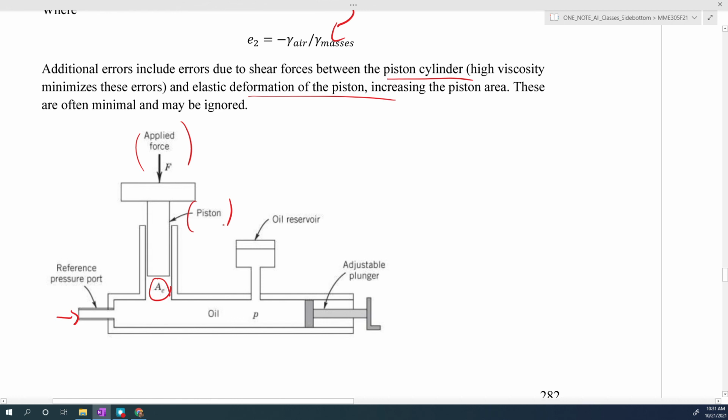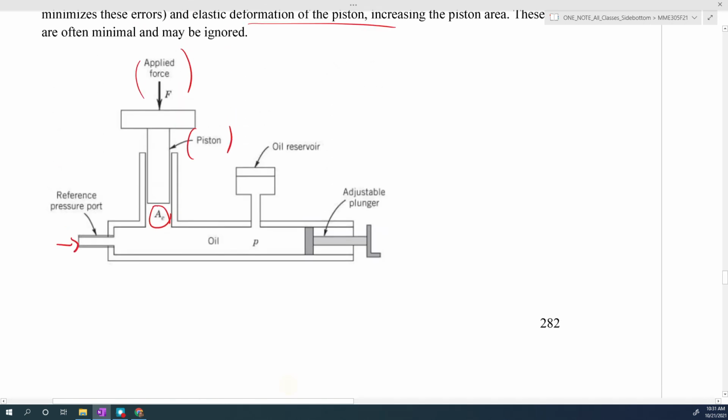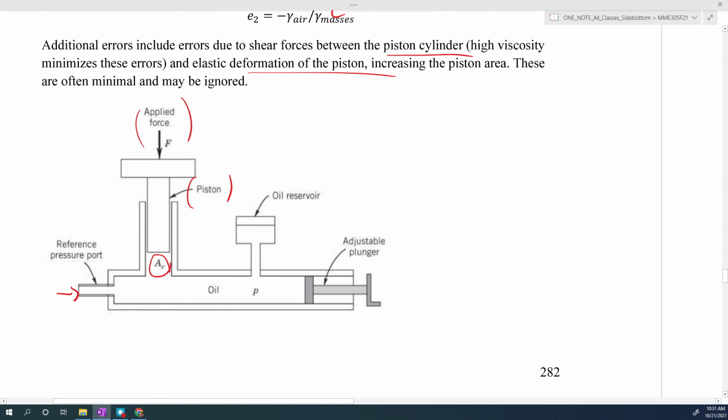So that concludes our discussion on different instruments used to calibrate pressure transducers, and now we'll talk about actual pressure transducers.